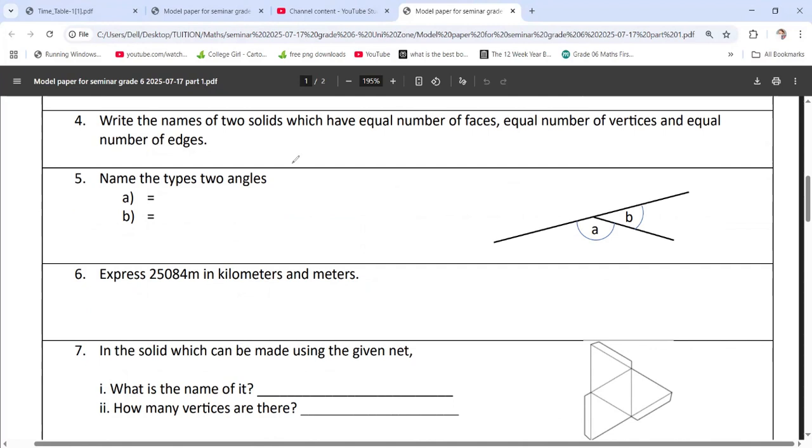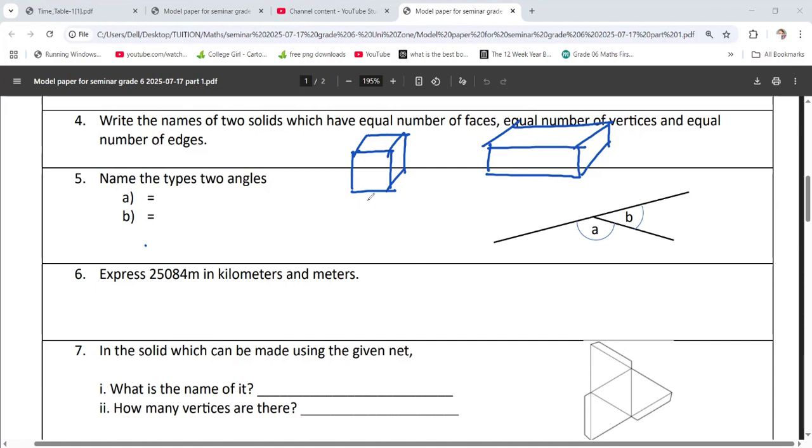In this one, write the names of two solids which have equal number of faces, equal number of vertices, and equal number of edges. So these will be the two solids. This is a cube, and this is a cuboid. So the answer is cube and cuboid. You don't need to draw this here. I just drew this to explain to you.